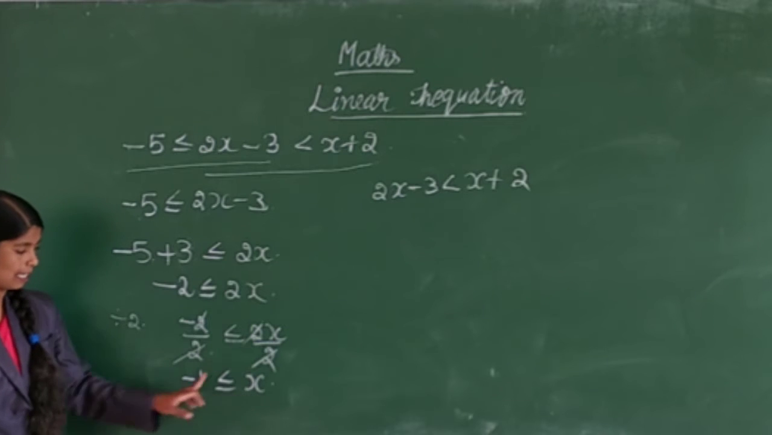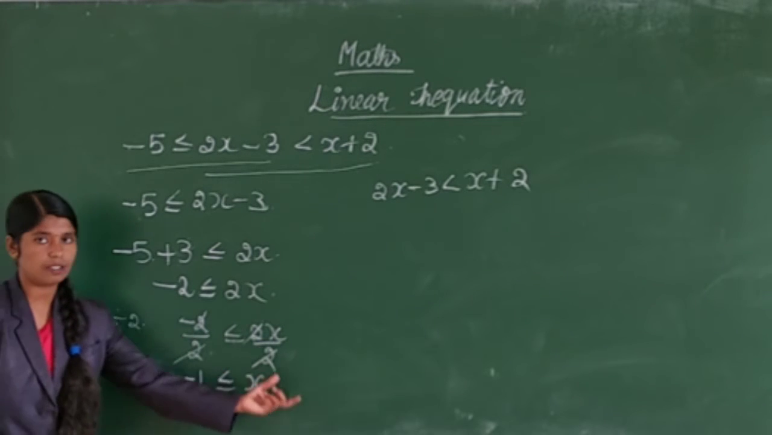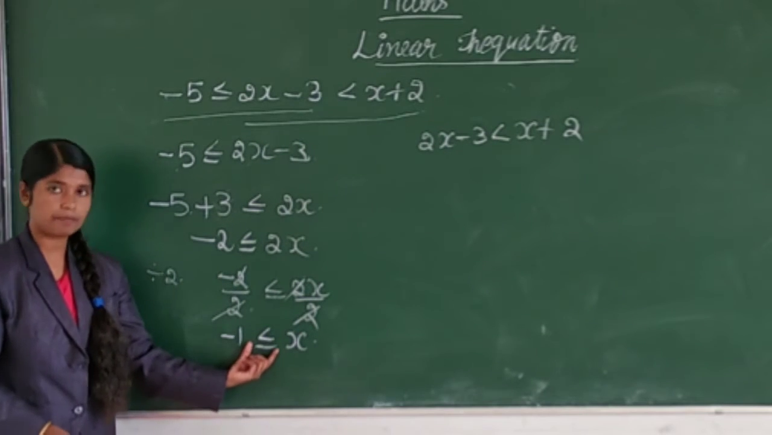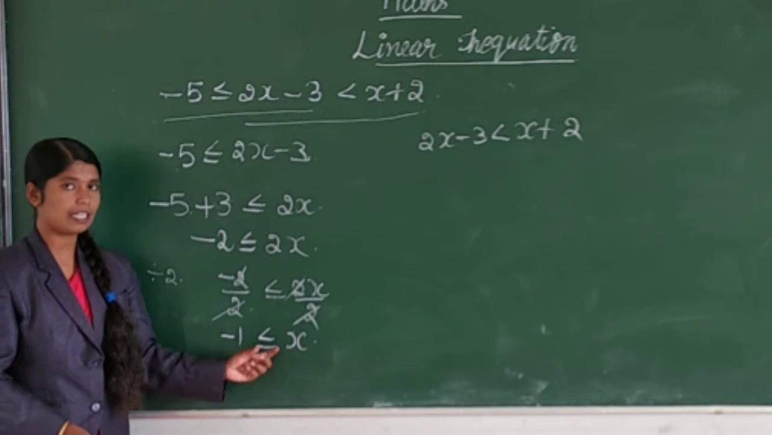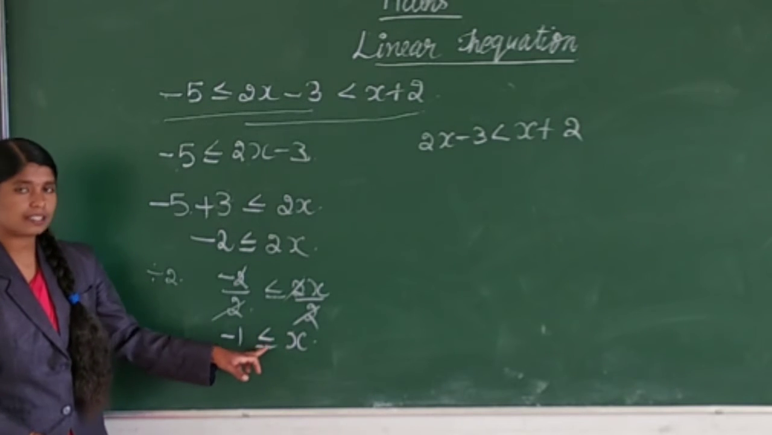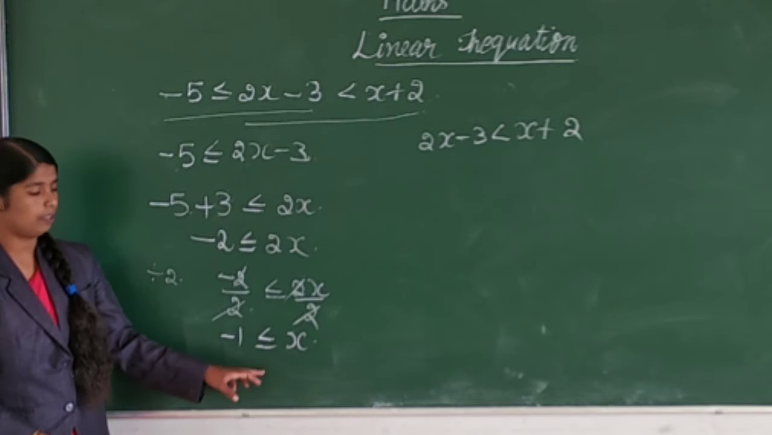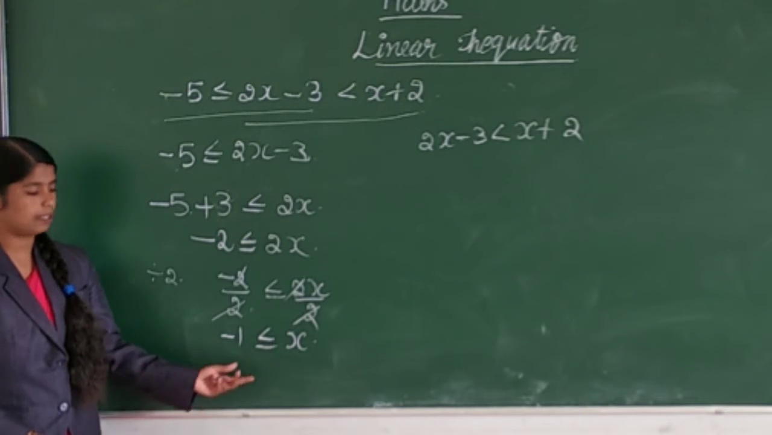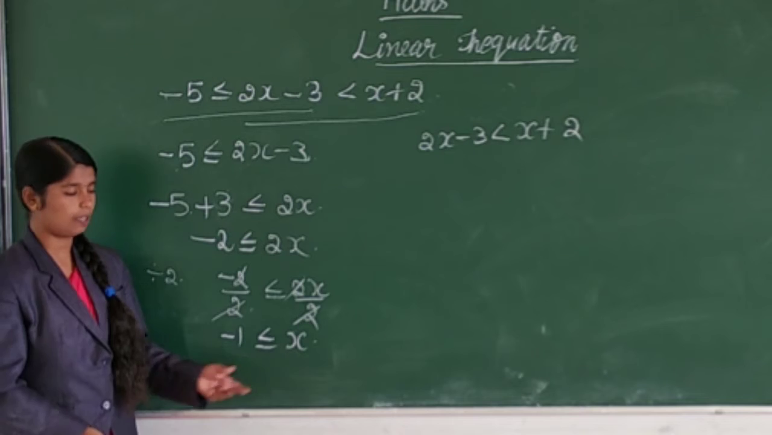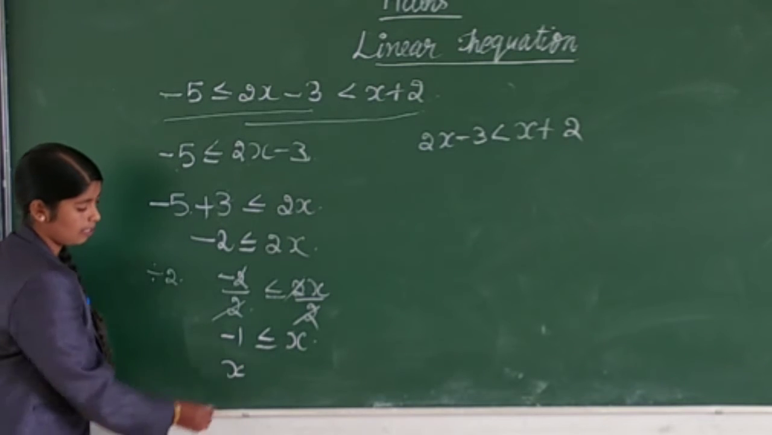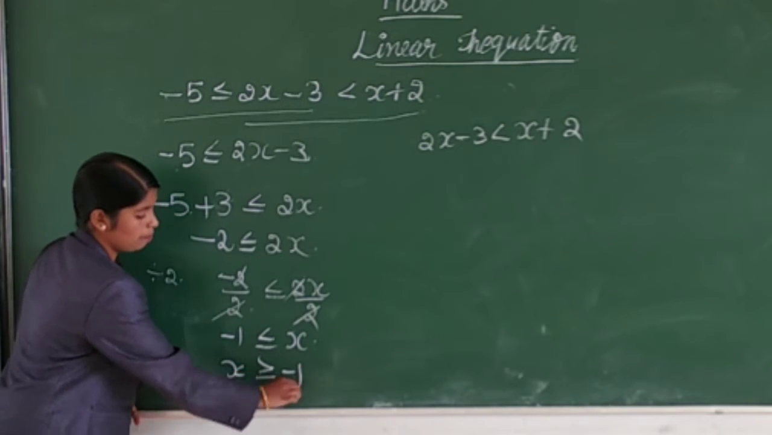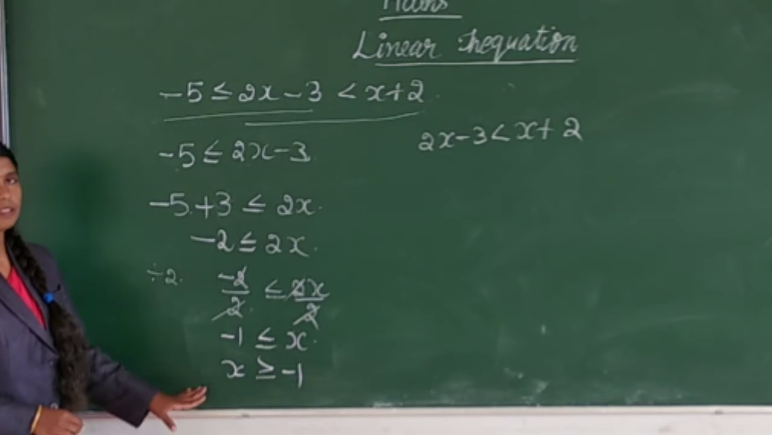Now we want to take x to this side, and minus 1 to the opposite side. At the same time, the sign of the inequality inverses. That means here it is given less than or equal to. When you take x to here, it changes to greater than or equal to. So we can write x is greater than or equal to minus 1. Any doubts?